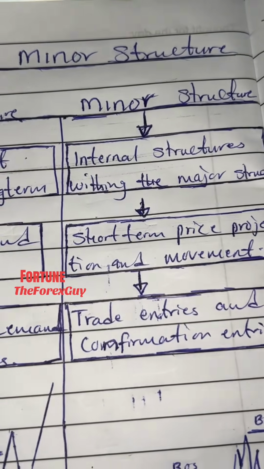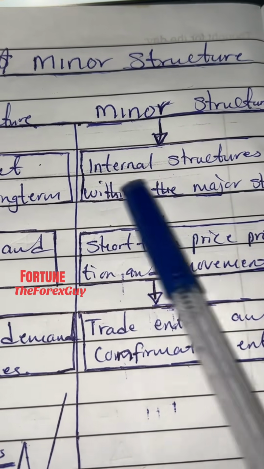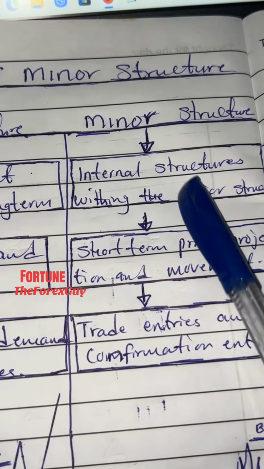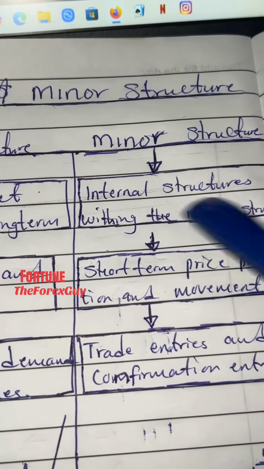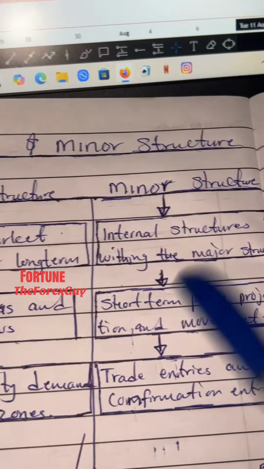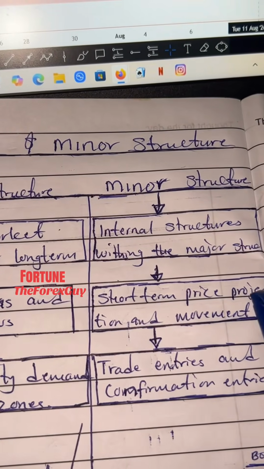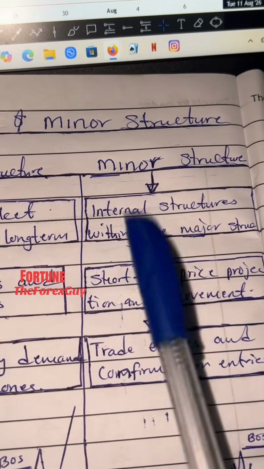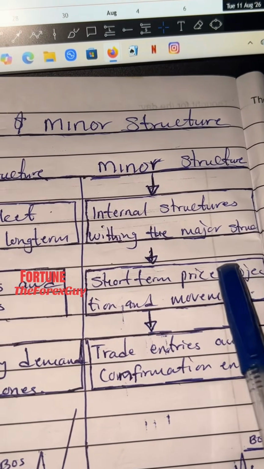Now let's look at minor structures. Minor structures are simply internal structures that are forming within the major structure. Take note, your minor structures are internal structures that are forming within your major structure. Now this is used for short-term price projection and movements. Your internal structures or minor structures are only used for what? Short-term price movement and projection.